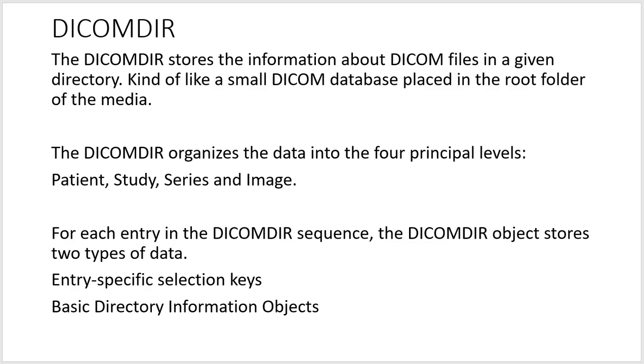DICOM dir. The DICOM dir stores the information about DICOM files in a given directory, kind of like a small DICOM database placed in the root folder of the media. The DICOM dir organizes the data into 4 principal levels. They are patient, study, series, and image. For each entry in the DICOM dir sequence, the DICOM dir object stores 2 types of data: entry-specific selection keys and basic directory information objects.